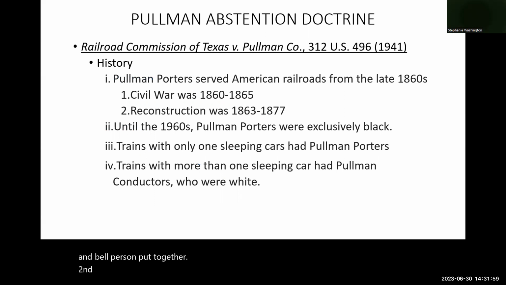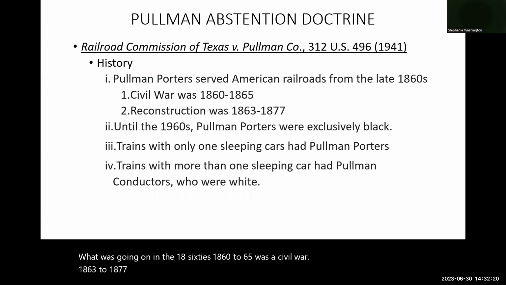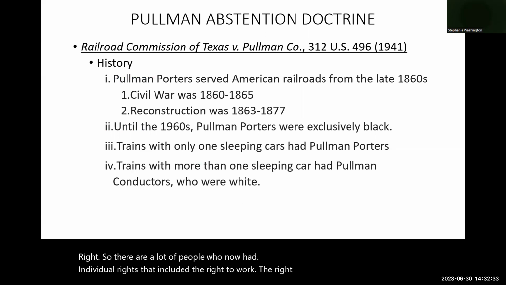Second slide for the history. I think this is the last one. Pullman porters served American railroads from the late 1860s through the 1960s. What was going on in the 1860s? 1860 to 65 was the Civil War. 1863 to 1877 was Reconstruction, right? So there are a lot of people who now had individual rights that included the right to work, the right to be paid, yeah? And so Pullman is like, I got a job for you.